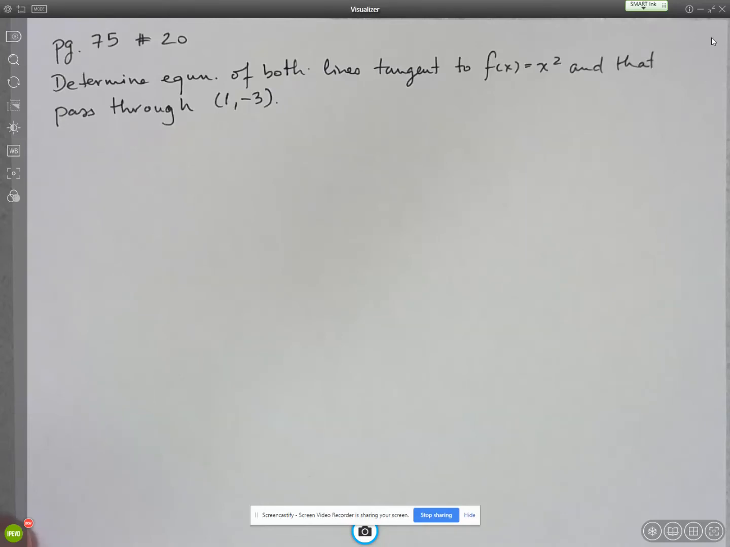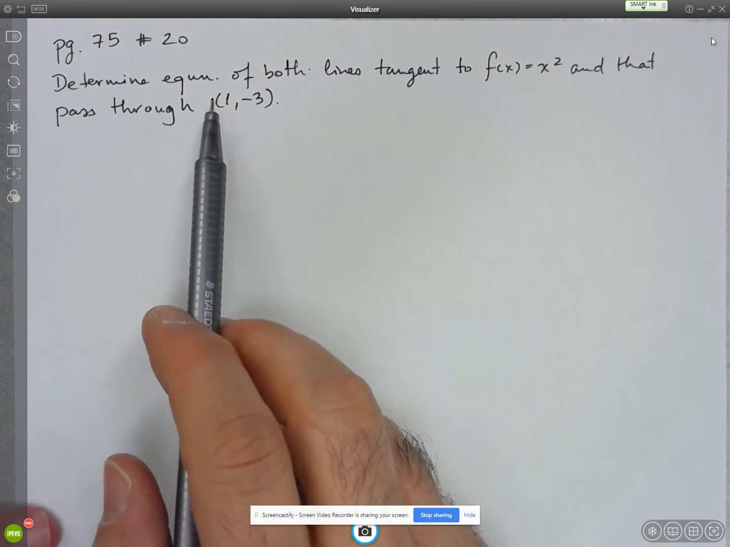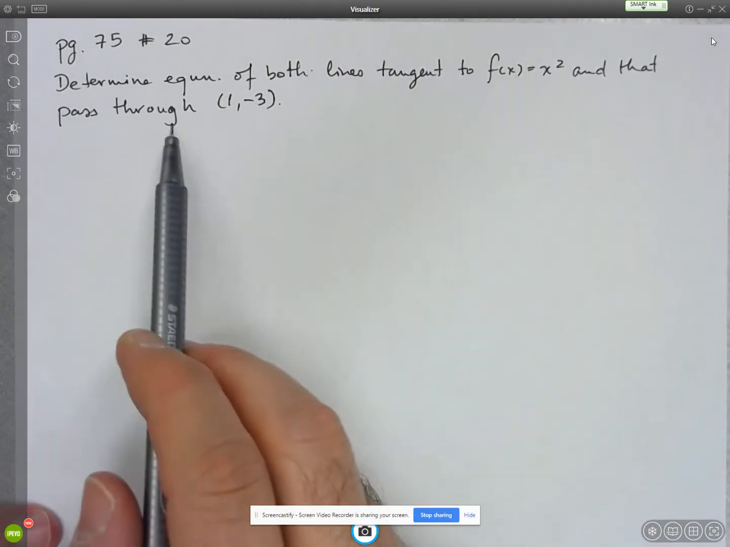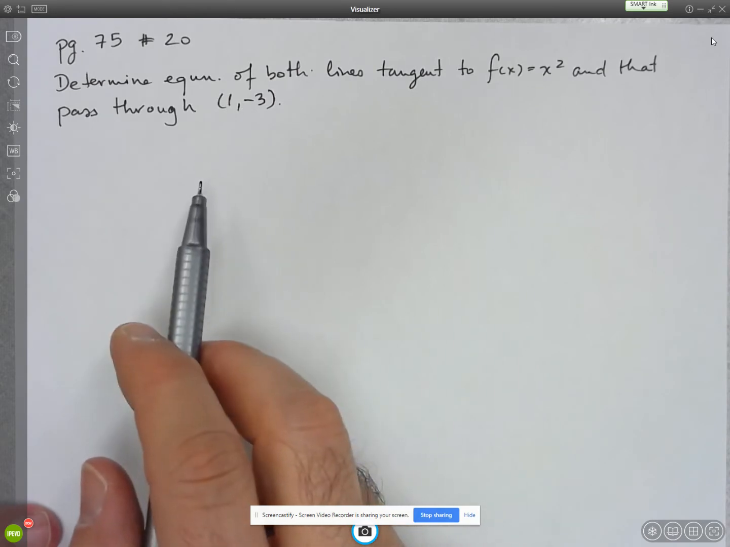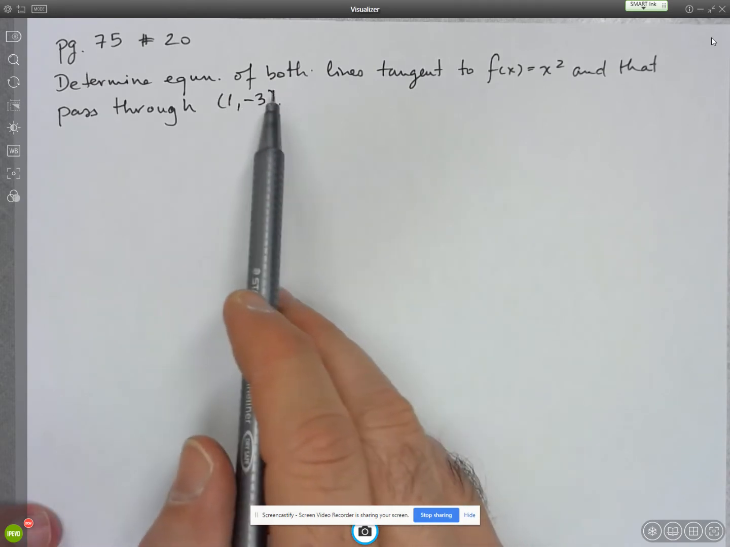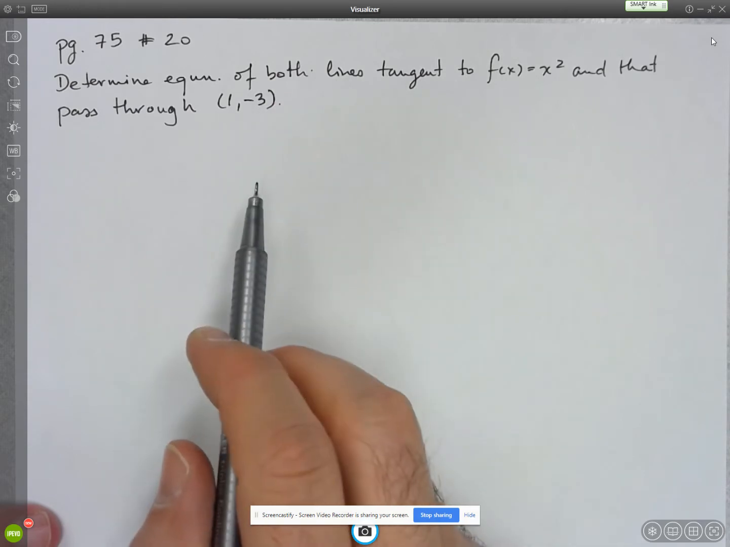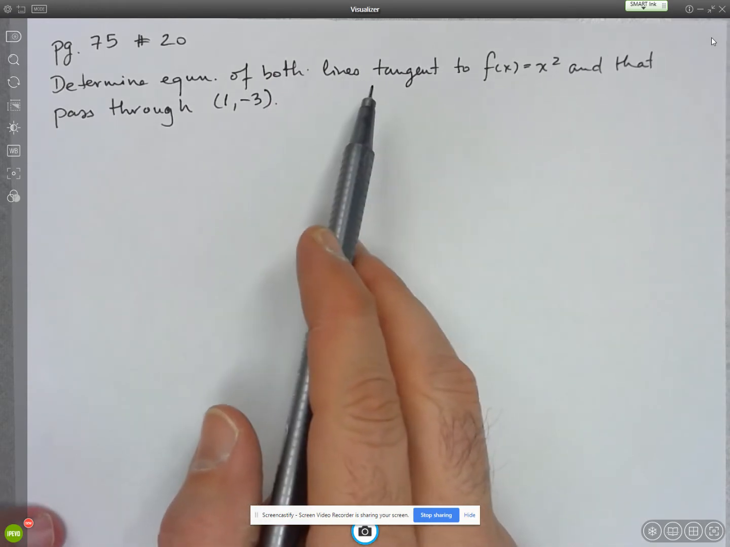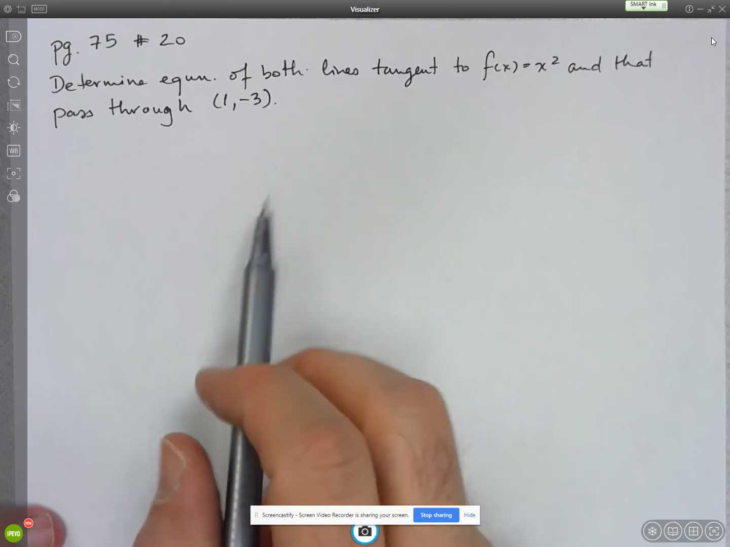Hi, folks. We're going to take a look at number 20 from page 75. Here they're asking us to determine the equation of both lines that are tangent to y equals x squared and that pass through the point (1, -3). They actually gave us a pretty big hint by telling us that there were two lines that do this. Certainly you could be asked this question and may not even know how many lines might satisfy these conditions.